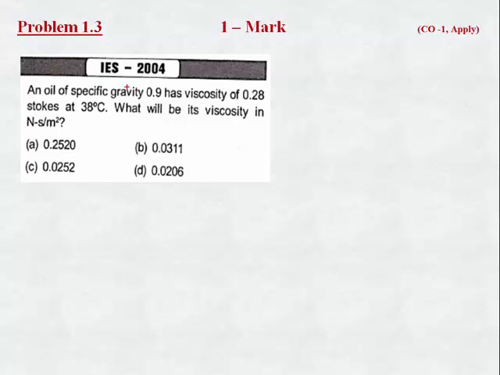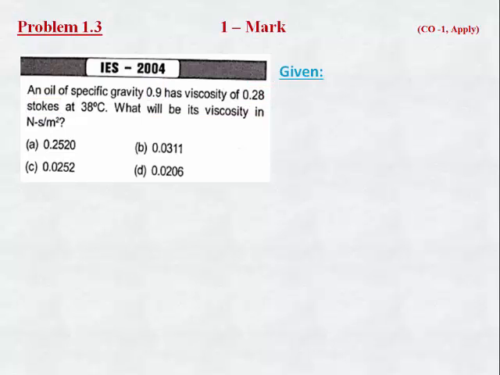Here the specific gravity S equal to 0.9. S is given, and viscosity of 0.28 stokes, that means kinematic viscosity. Stokes are given, so it is kinematic viscosity. Here the 38 degrees Celsius is superfluous data. Here we have to find out what will be the viscosity in Newton second per meter square, so we have to find out dynamic viscosity. They have given 4 options.